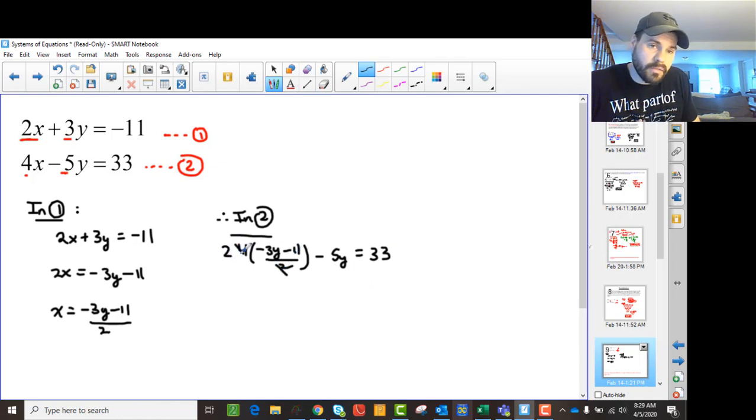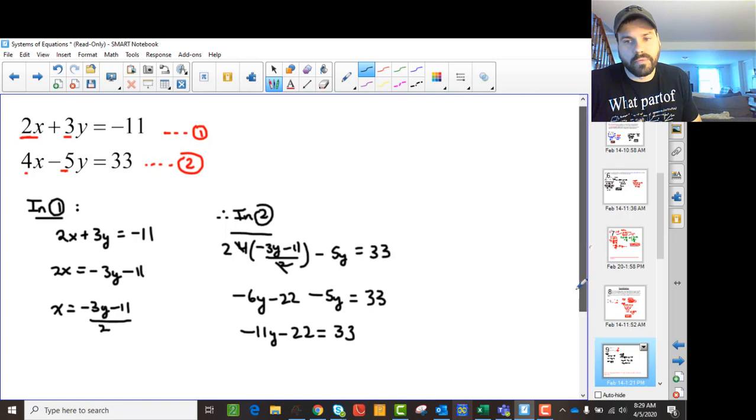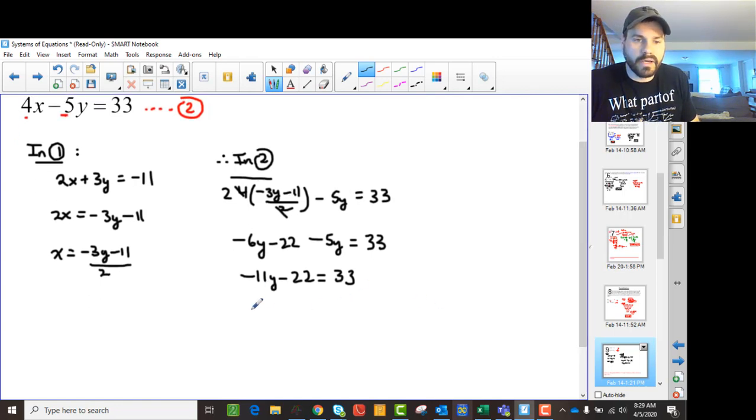So I'm going to end up multiplying these two numbers by 2. So that gives me minus 6y minus 22. And then minus 5y, and that equals 33. So that gives me minus 11y minus 22 is equal to 33. If I bring my minus 22 over, I get minus 11y is 55. And that means that y is minus 5.